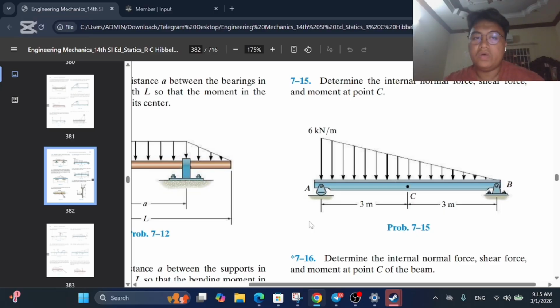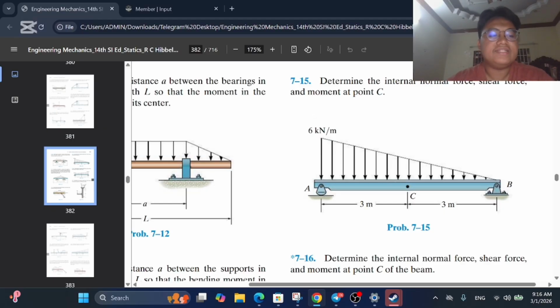So before we apply this exercise into the platform, we have to understand what is the normal force, shear force, and moment. As from my understanding, the definition of normal force is the force that acts along the length of the beam, and it's called internal because it's inside the material and it pushes back against whatever is trying to stretch or compress it.